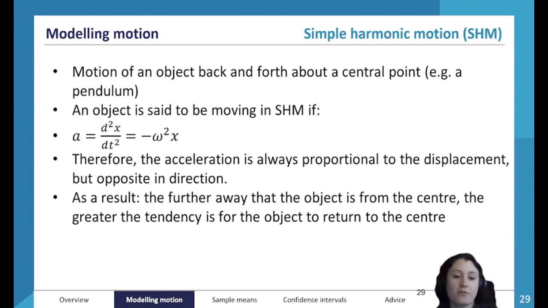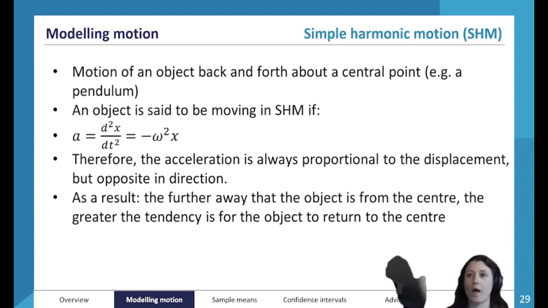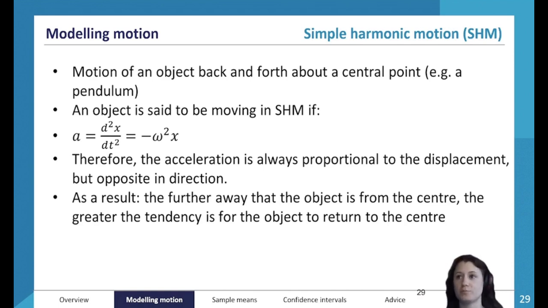As a result, the further away that the object is from the centre, the greater the tendency is for the object to return to the centre. So a really perfect example of simple harmonic motion I can think of is a spring moving back and forth. Alright, so the spring attached to a wall and it's kind of bouncing back and forth. Don't think about it being pulled down due to gravity. Say we are in a vacuum, in a zero gravity location, with a spring.